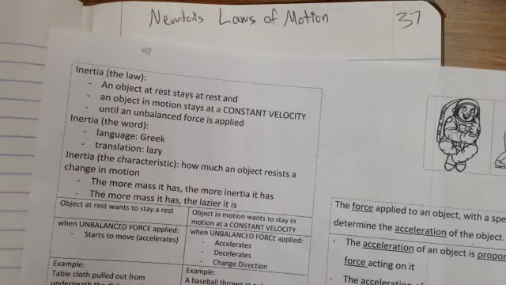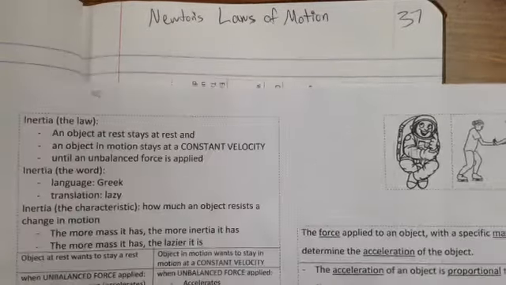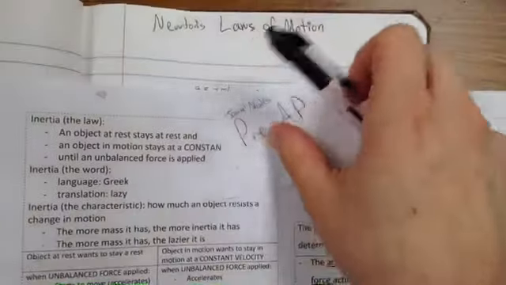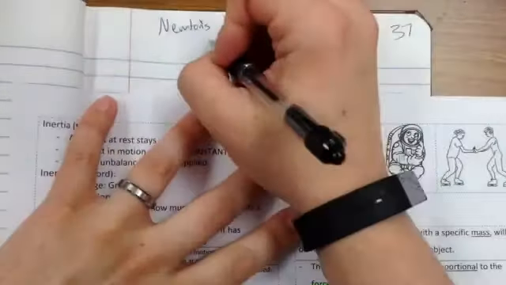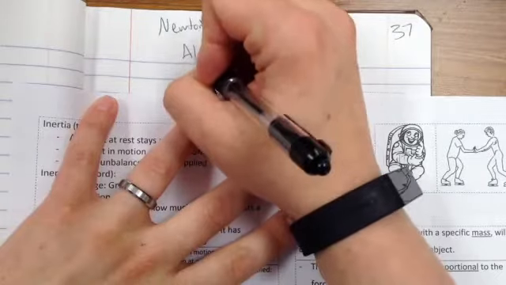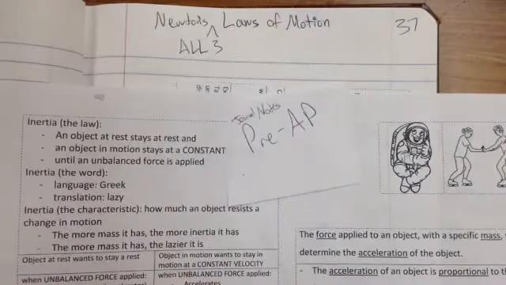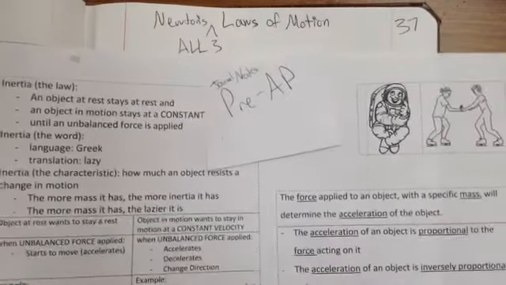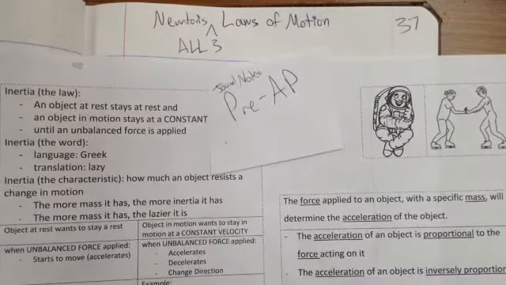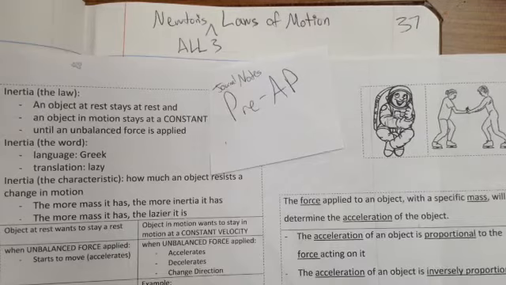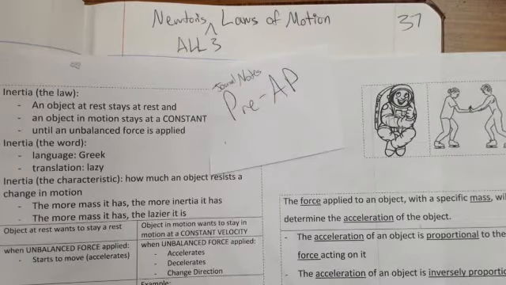This journal entry is Newton's laws of motion, specifically intended for my pre-AP students. It includes all 3 laws, okay? So this is not the journal entry for my regular students, but it's a good way for my regular students to review right before maybe the quiz or midterm exam.